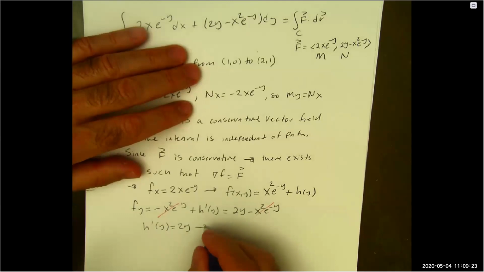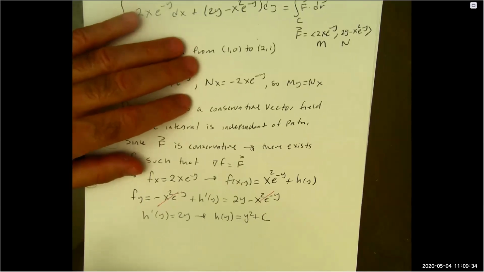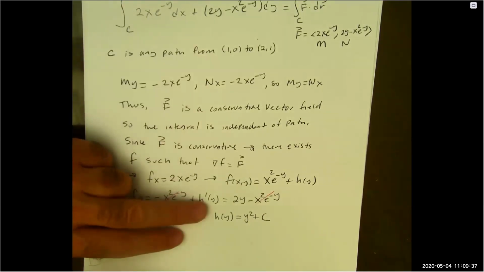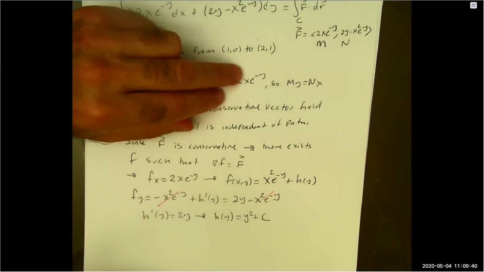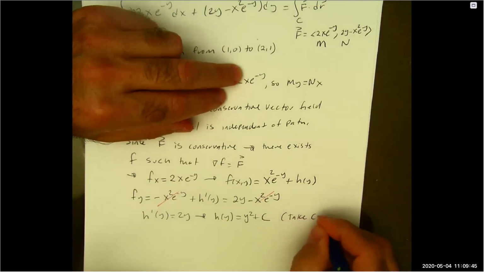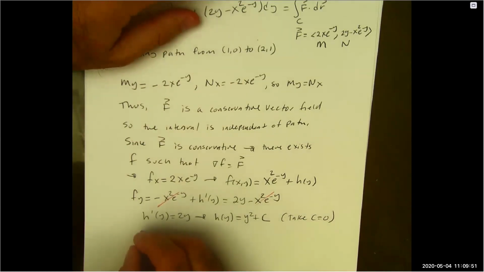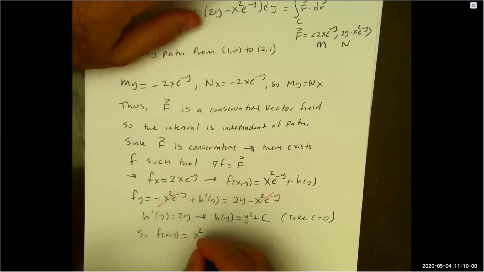And that means that h of y is going to be equal to y squared plus a constant. And for simplicity, we don't need to have plus the constant because we're just going to be doing subtraction. And so that constant would cancel. So we're just going to take C equal to 0. And so what that means is that my f of x comma y is equal to x squared e to the minus y plus y squared.